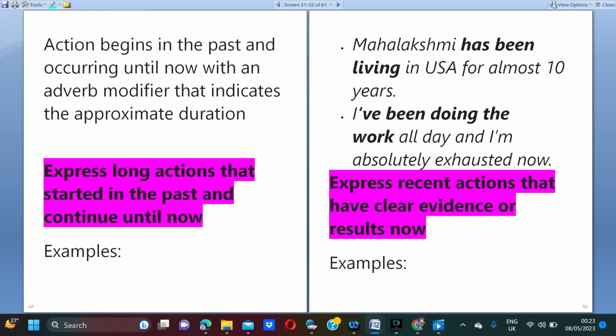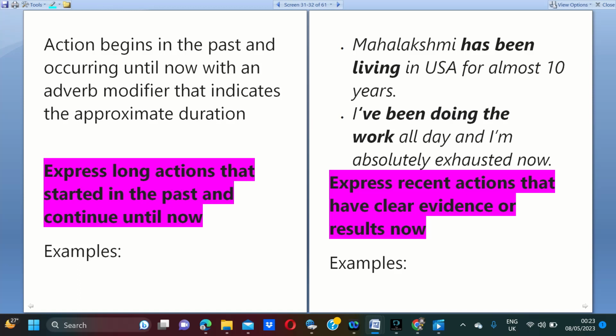See, the action begins in the past, it will be finished up to some extent, and it is continued into the present tense also. It occurs in the present moment also. That is the meaning of present perfect continuous tense. It expresses long actions that started in the past and continue until now.